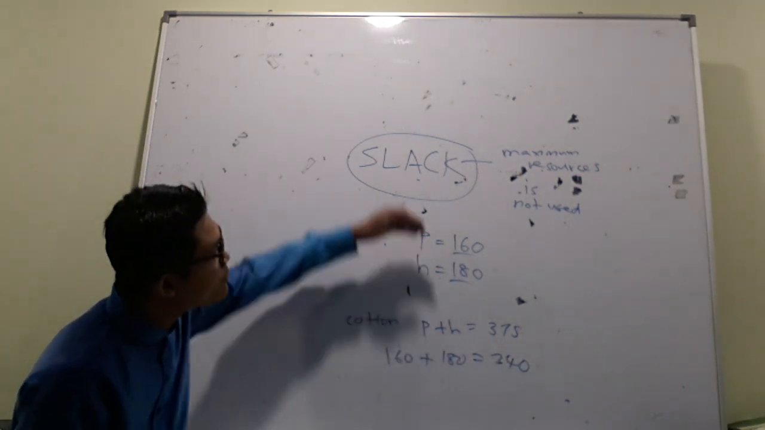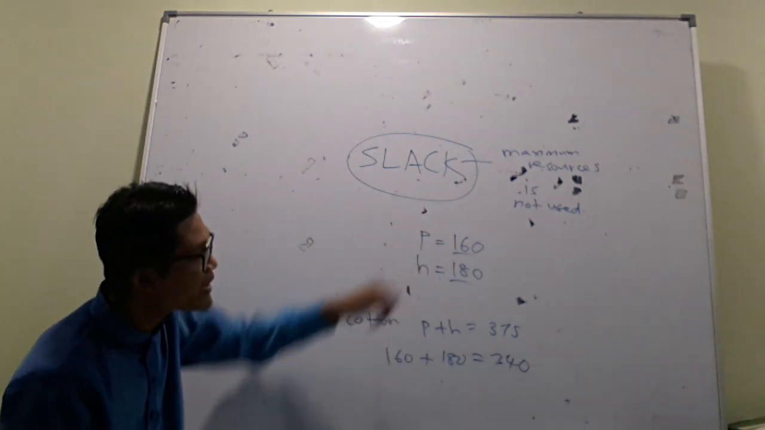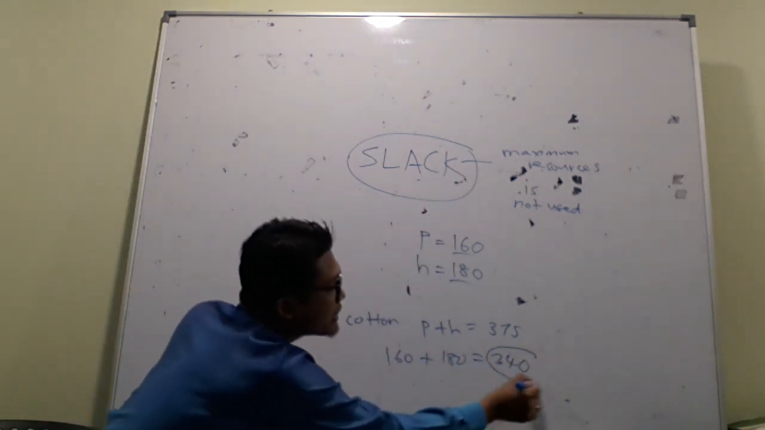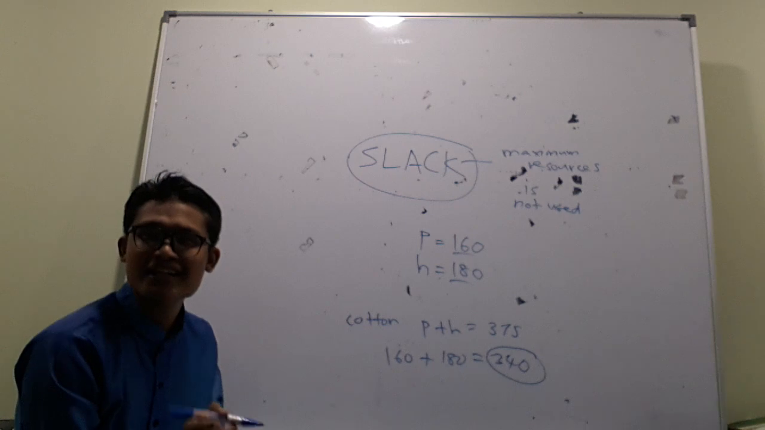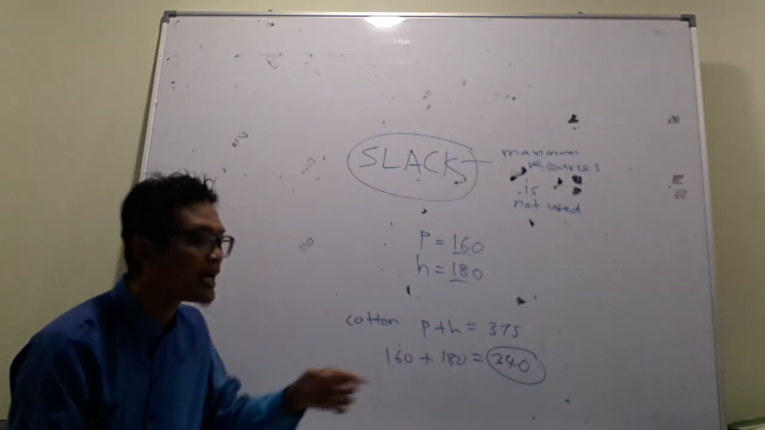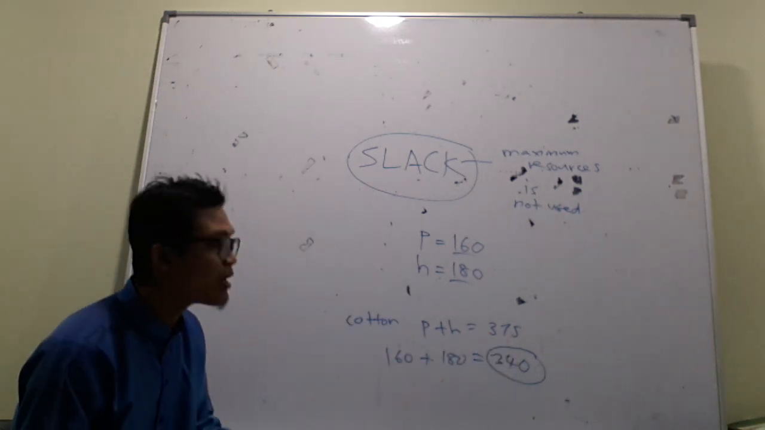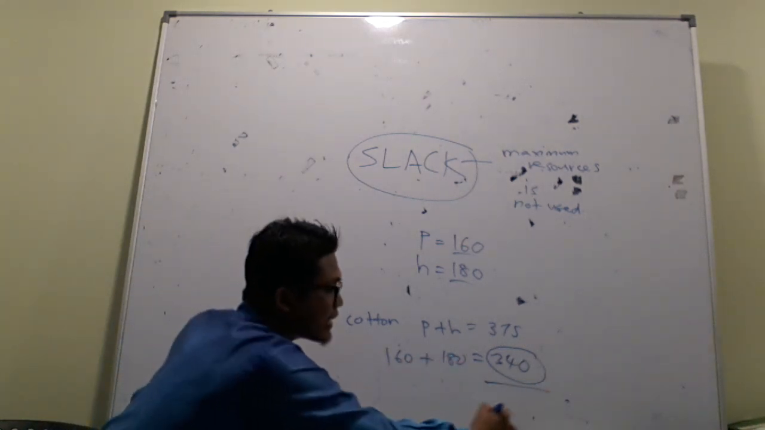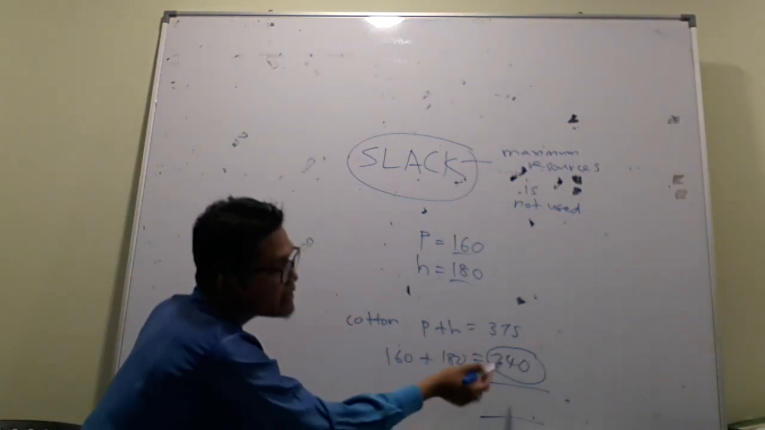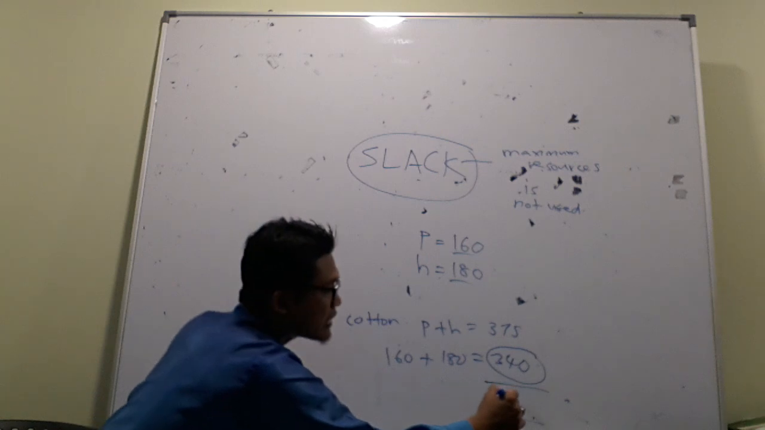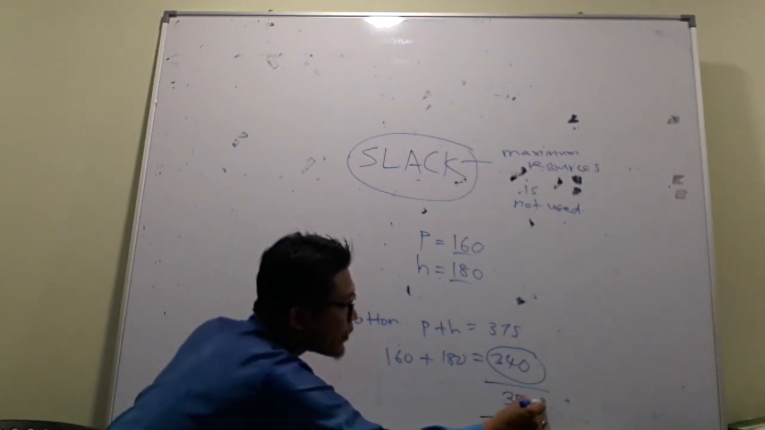So in this case, when we produce this combination of purses and handbags, we only use 340 meters square of cotton. However, our resource is that we have 375 meters square of cotton. What that means is that 375 minus 340, you will get 35 meters square.